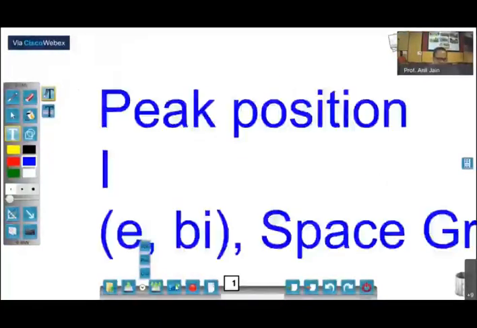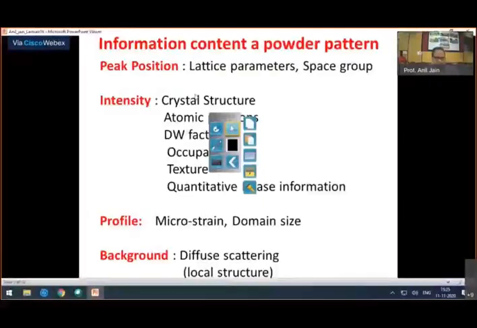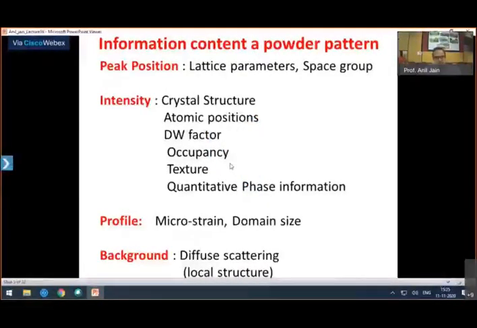Next is the intensity of these peaks. The intensity of these peaks gives information about the crystal structure. It gives the information about the content of your unit cell, that is, where the atoms are located in your unit cell.